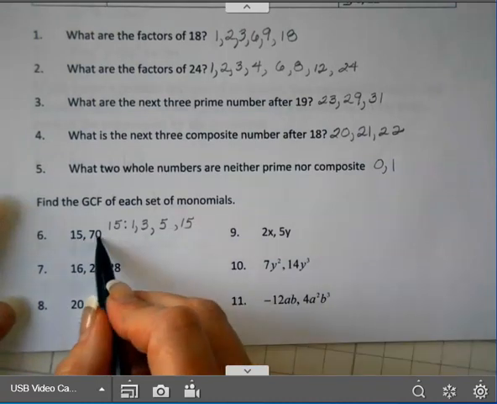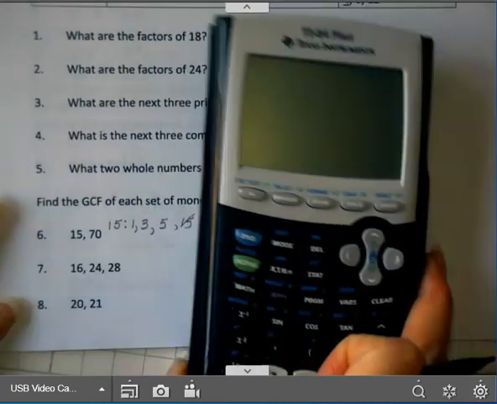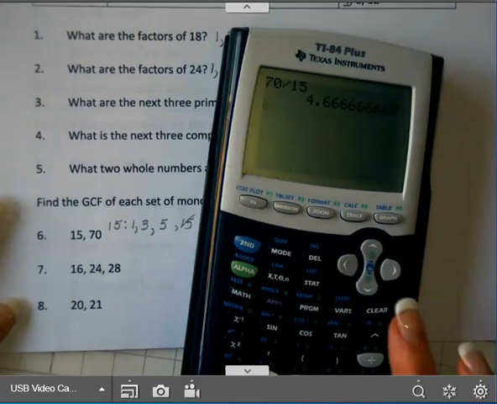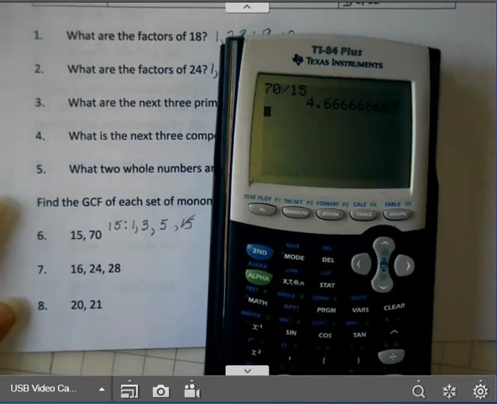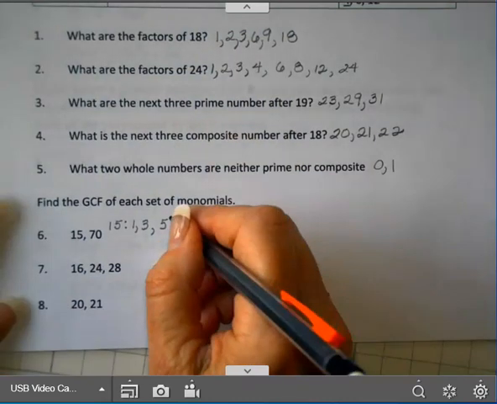Does 15 go into 70? No, so I have to throw that out. You can check that on your calculator if you wanted to. So 70 divided by 15 is 4.6 repeating, so 15 didn't work. 70 divided by 5, we know that one's going to work. So it does work. So that is our greatest common factor. It is 5.